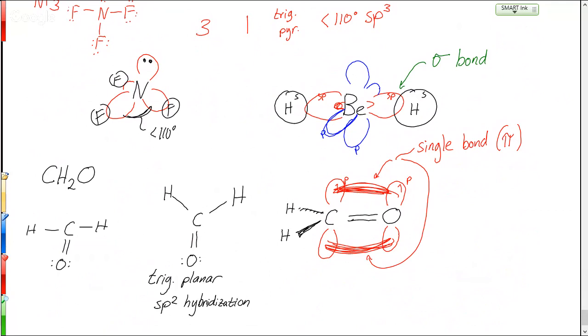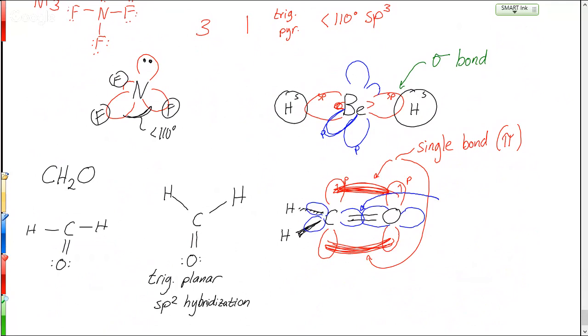So if we were to be more specific about this molecule, here's our hybrid orbitals from the carbon. And that's actually going to be mixing with an oxygen orbital, an oxygen p orbital right here.